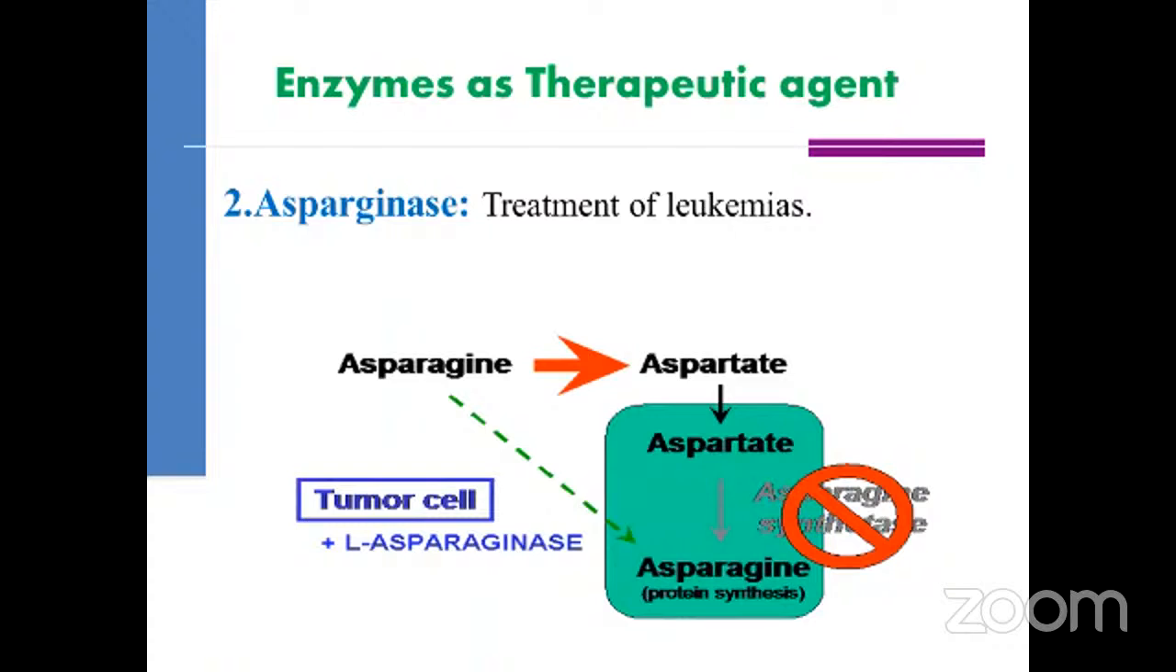asparaginase. So we have to block the conversion of this asparagine to aspartate. Now it will not enter into the cell and there will not be any multiplication inside the cell. So we have to give the asparaginase. Asparaginase will convert all the asparagine in the blood to aspartate, so it will not allow the aspartate to enter into the cell, and there will not be any multiplication. So we have to give this enzyme as a drug in case of leukemias.